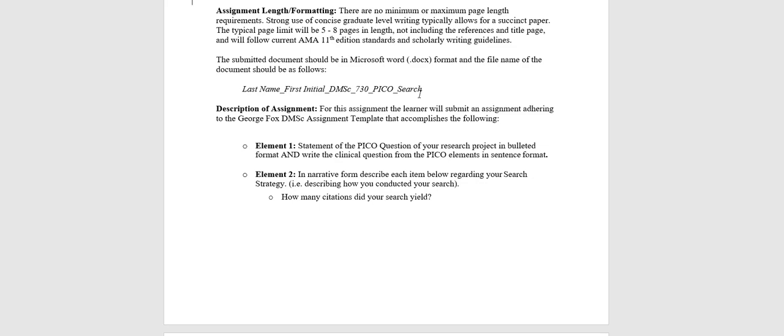For element number 1, you're going to have a statement of the PICO question of your research project in bulleted format, and write the clinical question from the PICO elements in sentence format.